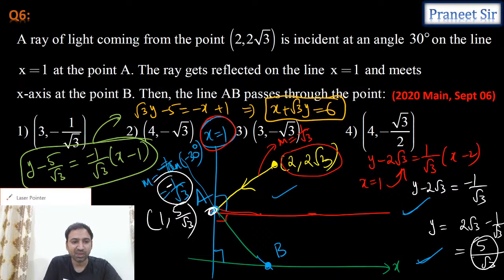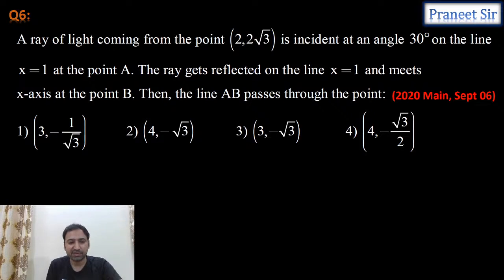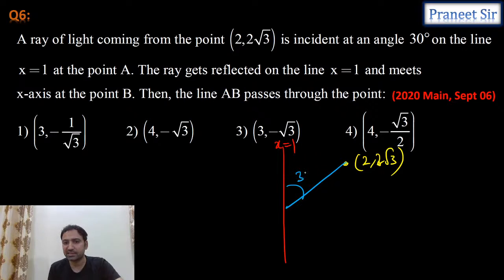Let's do it again. The mistake we have made here is: this is the x equals 1 line, and the incident ray is coming like this from the point (2, 2 root 3). So let's take the incident ray. This angle is 30 degrees. If this angle is 30 degrees, this angle is also 30 degrees. This is incident and this is reflected.